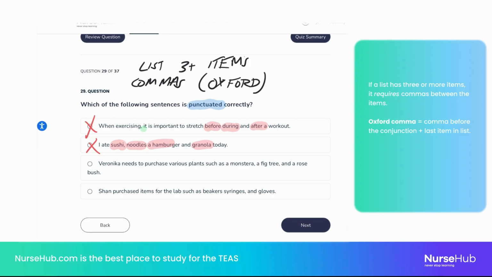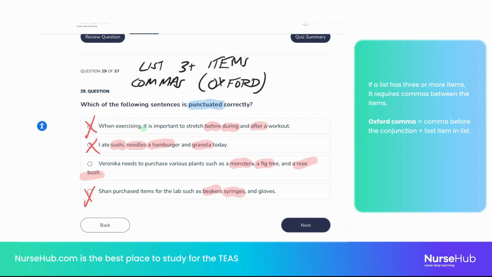Veronica needs to purchase various plants such as a monstera, a fig tree. So there we go. We have a monstera as our first thing on our list, a fig tree, and a rosebush. And those all have our commas. So we're going to hold on to that one for now. And finally, Shan purchased items for the lab such as beakers, syringes. Now, beakers and syringes are 2 separate items. Those don't have the comma, even though after syringes we do. So unfortunately, that is not the correct answer.